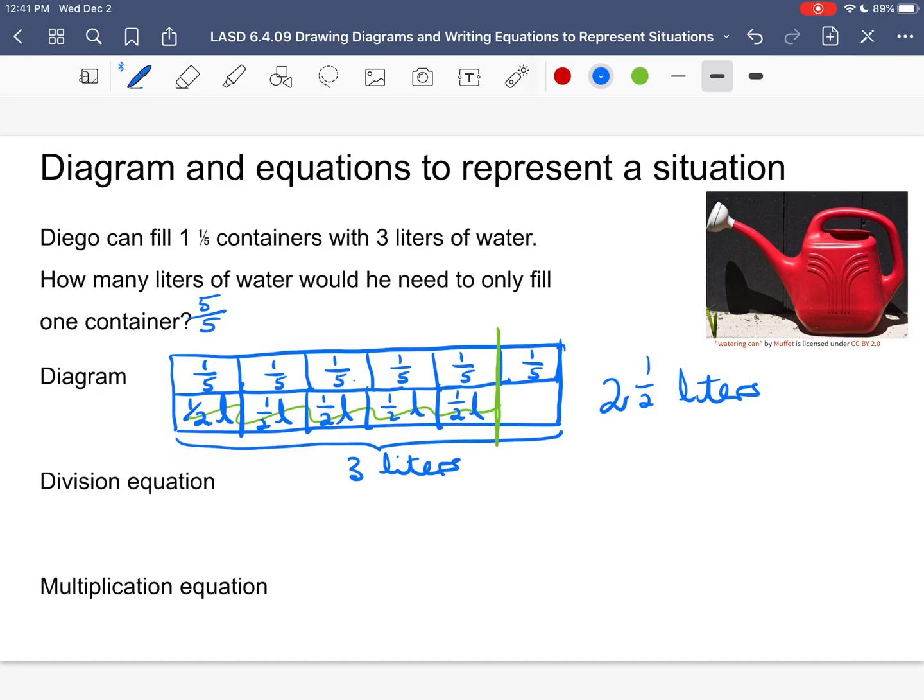Our division equation is going to be 3 litres divided by 6/5, or divided by 1 1/5. I'm writing it with the improper fraction, is how many litres? Or we could write a multiplication equation, 6/5 of some number of litres is 3. So that's a division equation and a multiplication equation for the same problem.